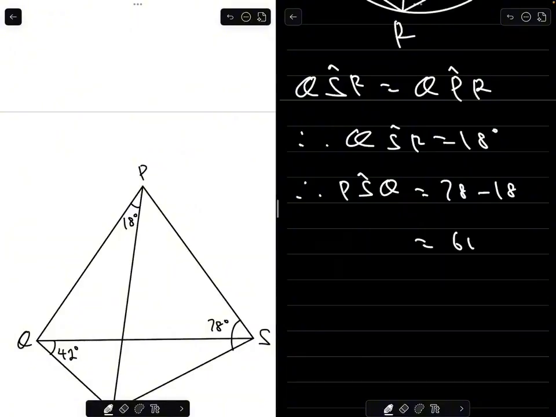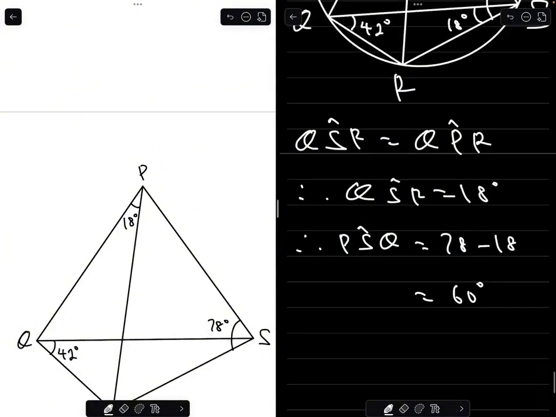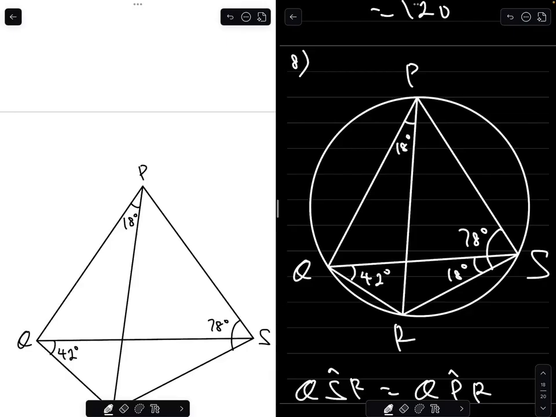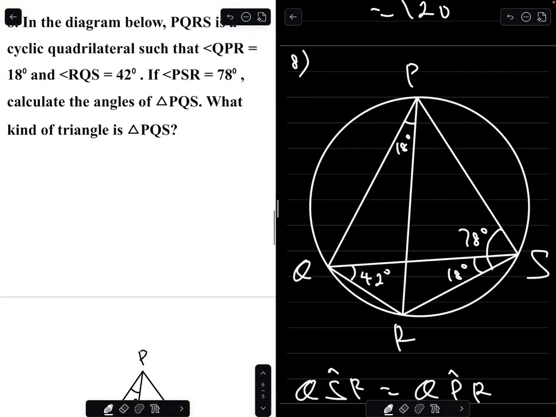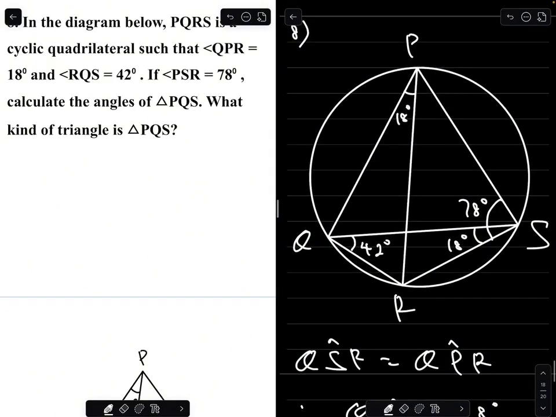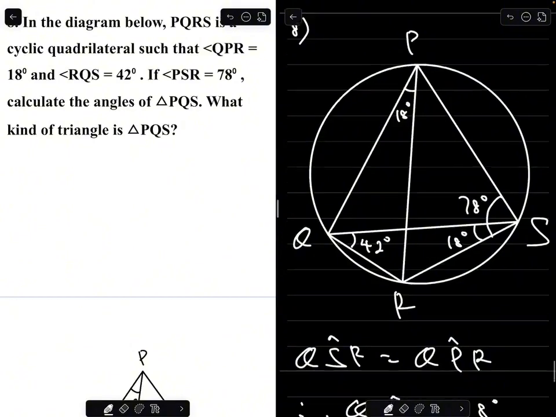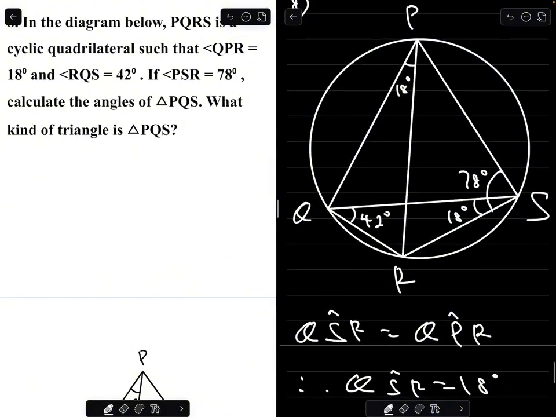78 minus 18, which is equal to 60 degrees. Now we have found one of the angles of triangle PQS. Now, which other one can we find? Let's see that. What else can we find?